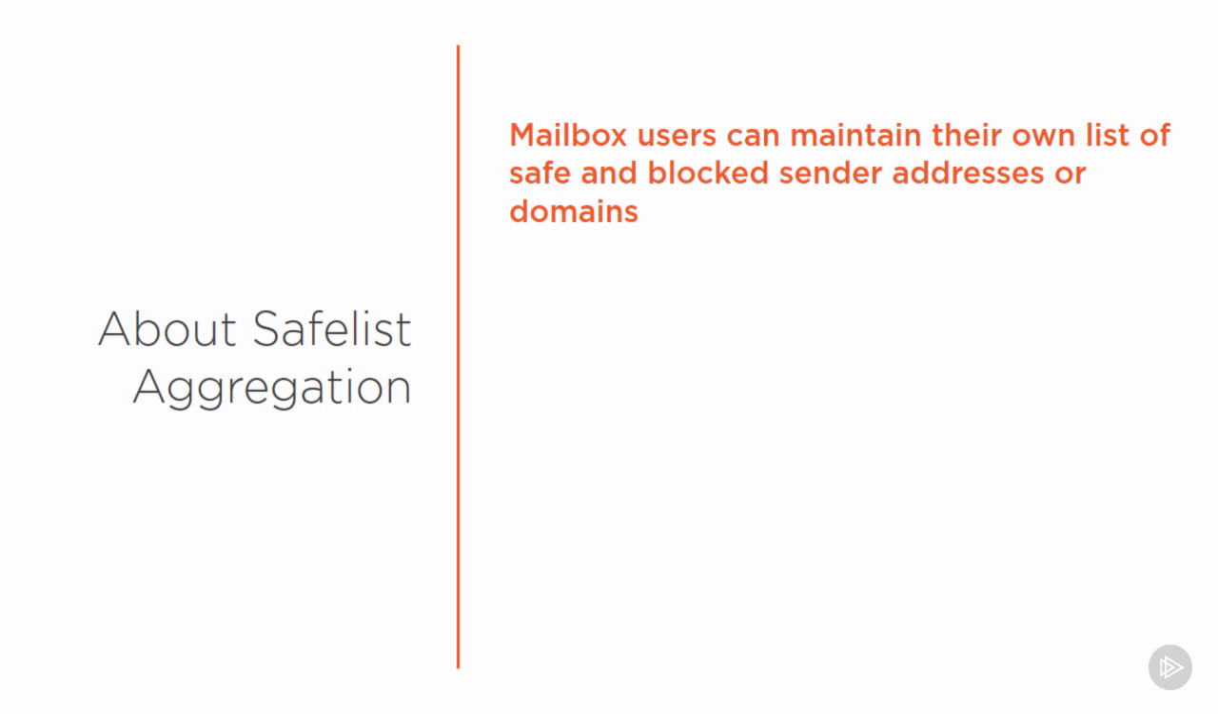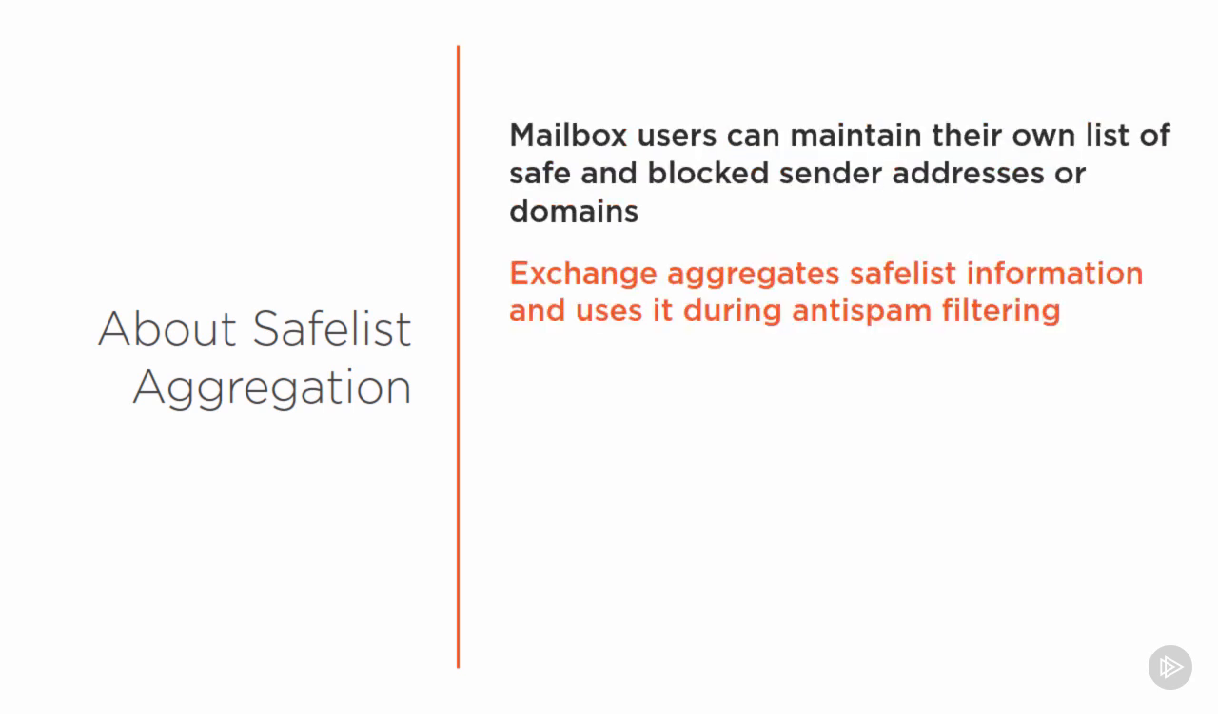As a final point about anti-spam features, let's look at safe list aggregation. In Outlook and Outlook on the web, your users are able to manage a personal block and allow list for sender email addresses and domains. That is their safe list. In an enterprise environment, you wouldn't want to block an email that is being sent to someone who has marked that sender as safe, nor would you want to bother delivering an email to a mailbox if that person has already added that sender to their block list. So Exchange is able to aggregate that information to be used during anti-spam filtering.